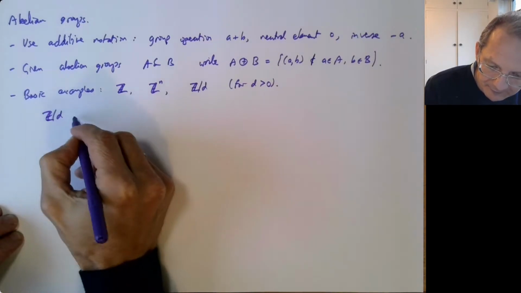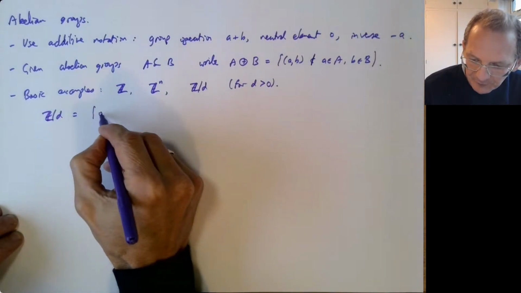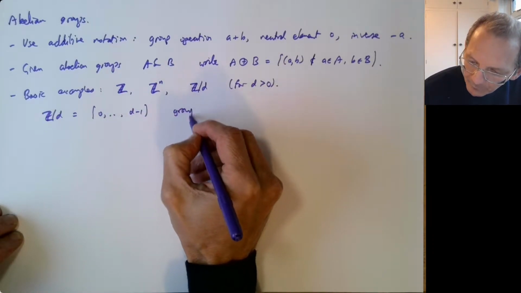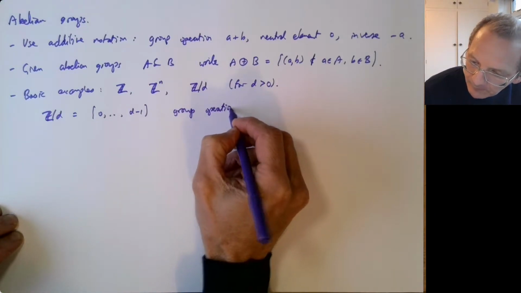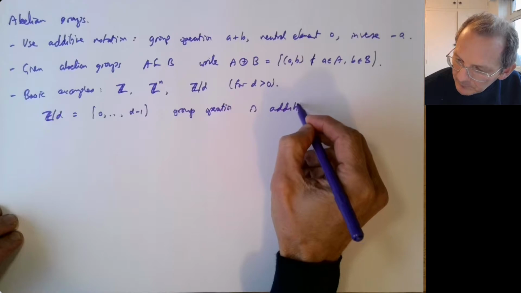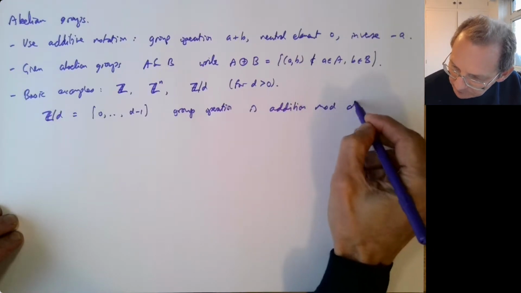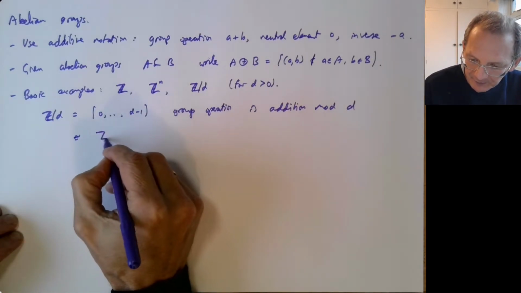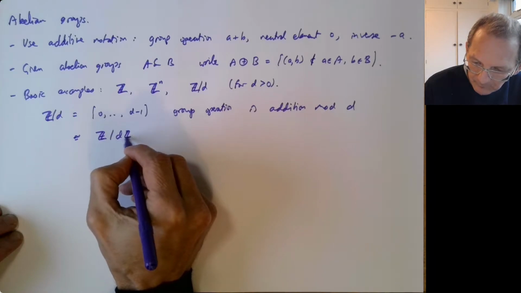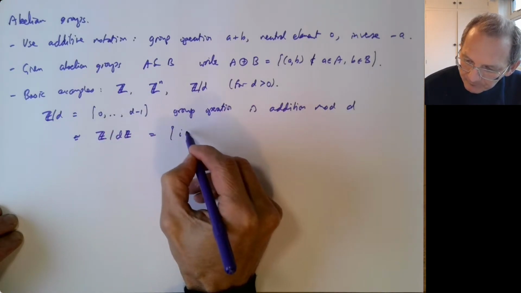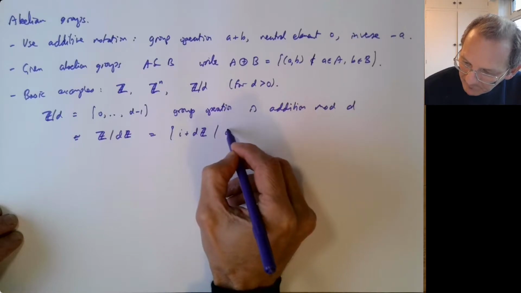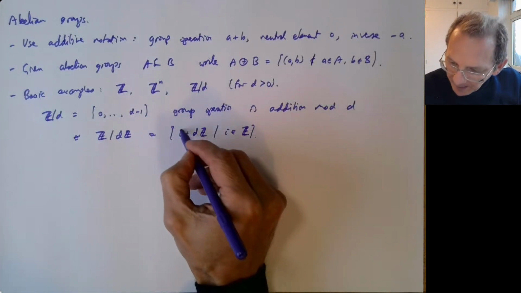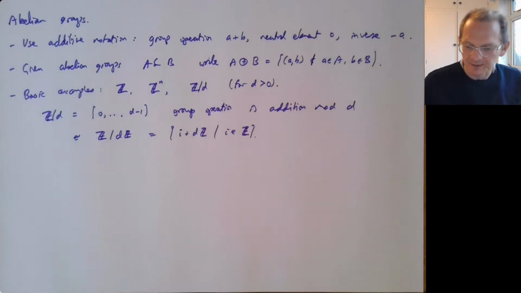So Z mod d here is, well, a couple of different ways to think about it. You can think about it as just being the set 0 up to d minus 1. The group operation is addition mod d. And then this is more or less the same thing as the quotient group Z mod dZ. Remember this is a quotient group, so the elements are cosets i plus dZ for i in Z.